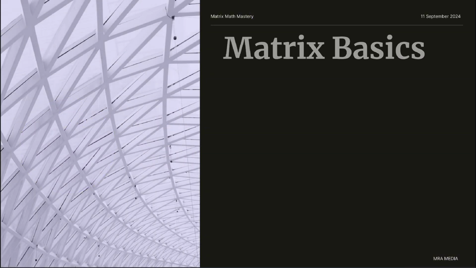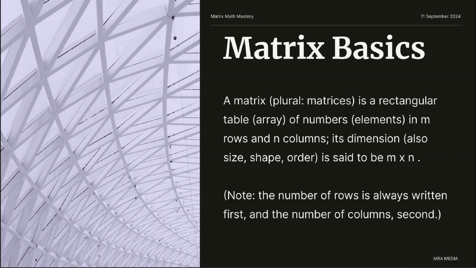Let's dive in. First things first, what is a matrix? A matrix is a rectangular array of numbers arranged in rows and columns. The size of a matrix is given by the number of rows, denoted as m, and the number of columns, denoted as n. For example, a matrix with 3 rows and 2 columns is called a 3x2 matrix. Always remember, the number of rows is written first, followed by the number of columns.